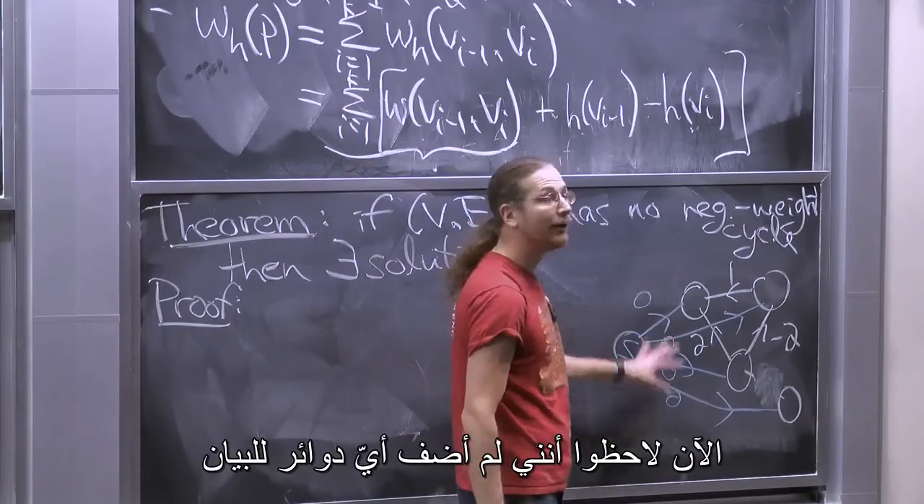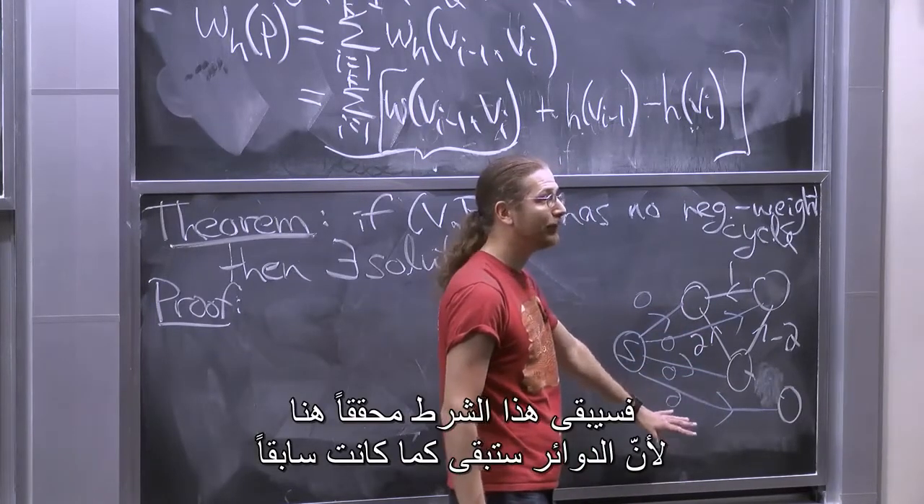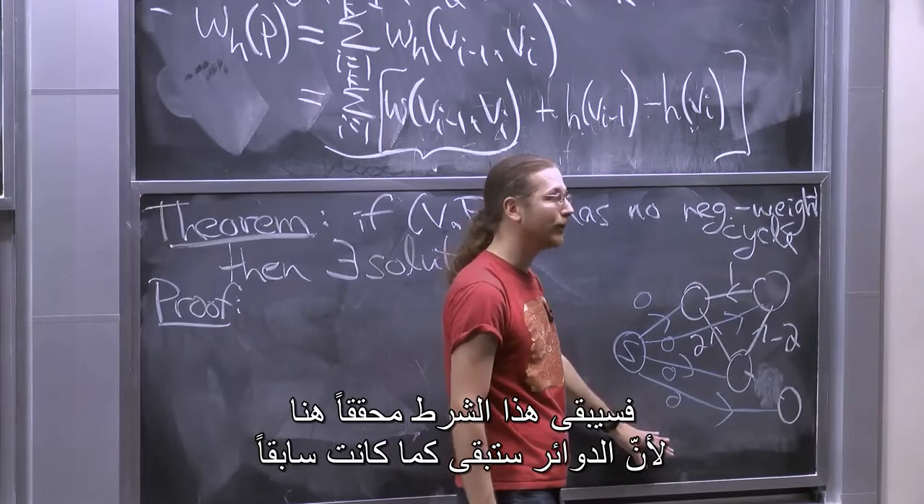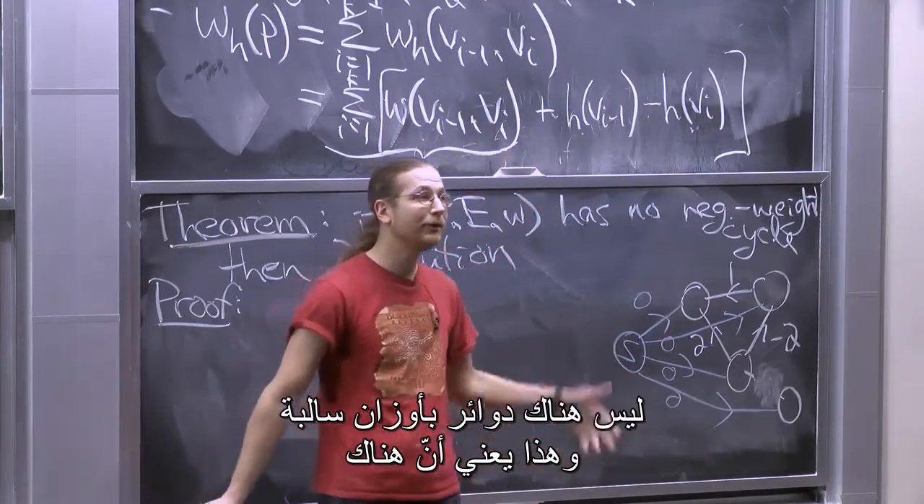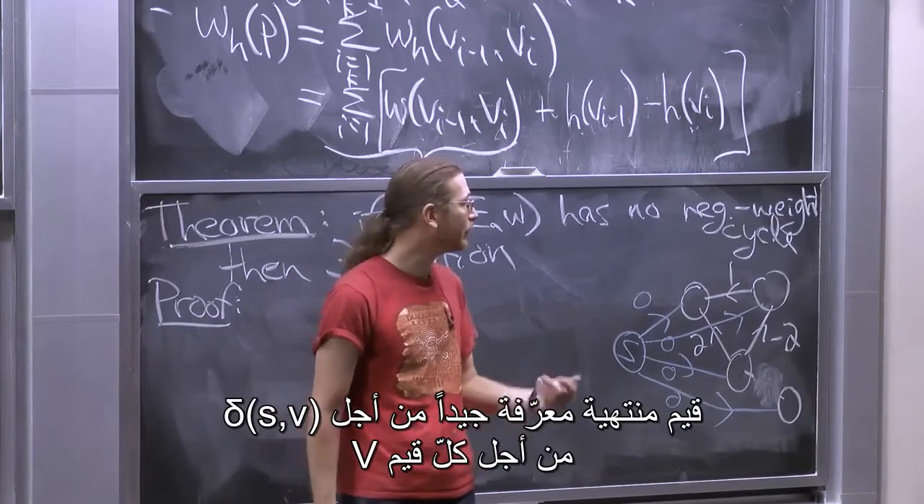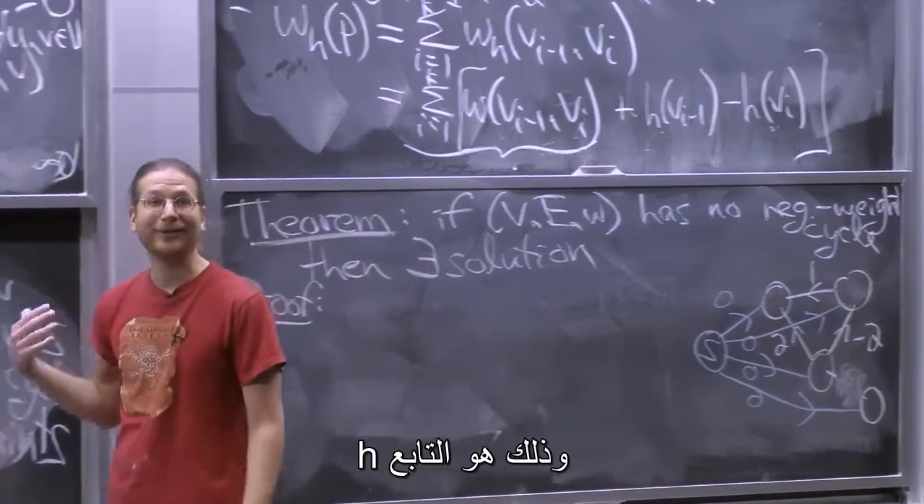Now, notice I add no cycles to the graph. So if there were no negative weight cycles before, still no negative weight cycles, because the cycles are the same as they were before. But now, from S, I can reach everywhere. If there's no negative weight cycles, that means there's a well-defined finite value for delta of S comma V for all V. And that is H.